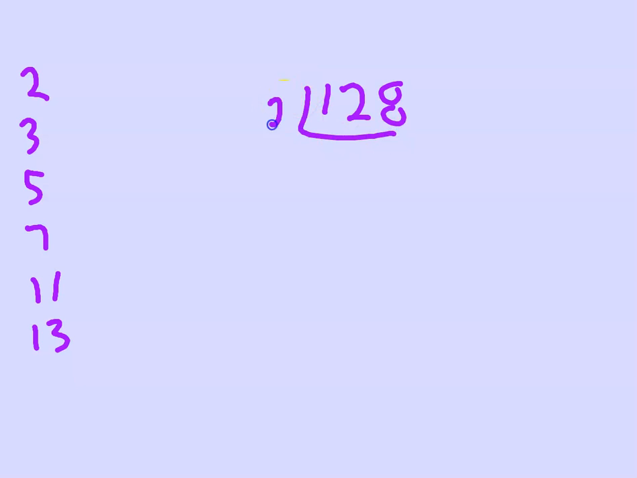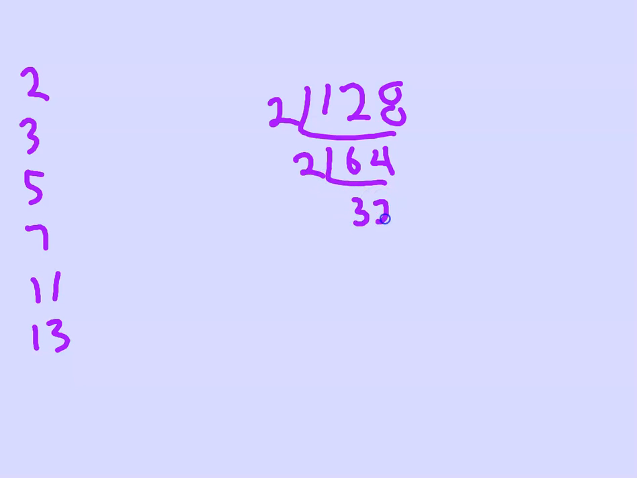How about 128? Okay, 2, 3, 5, 7, 9. Usually I write 2, 3, 5, 7, 11, 13. Usually I write these on a separate piece of paper. So I'm going to start with 2. It does divide by 2. I get 64. That divides by 2.